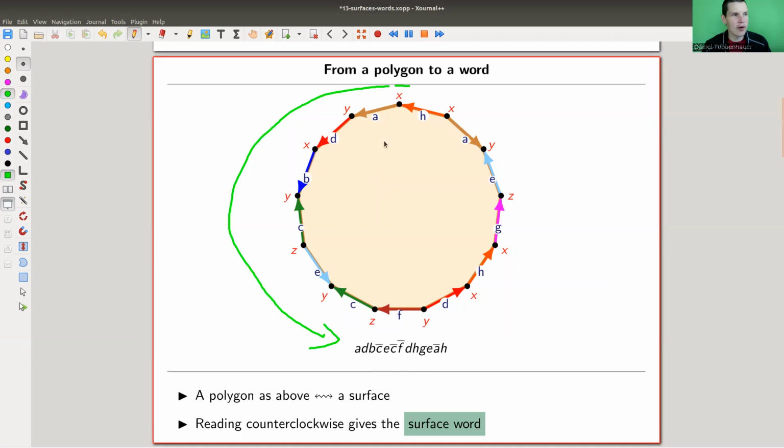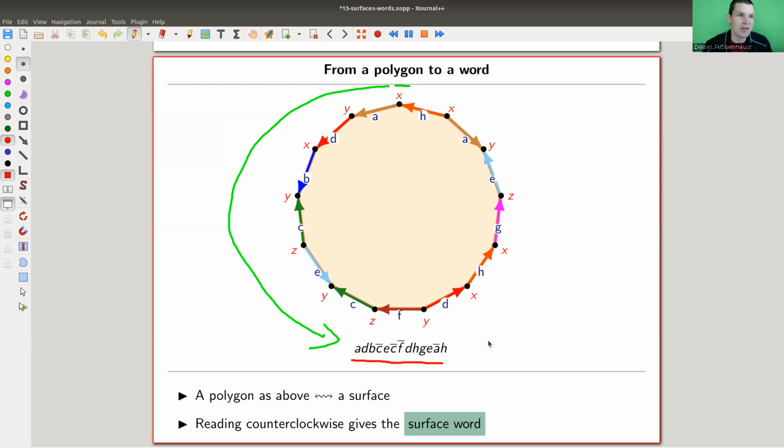So let's see. So A, D, B, C inverse, A, D, B. Let's put an overline for the inverse. C inverse, E, C inverse, and so on, right? F inverse, and so on. And we get a word from the surface, which remembers the order of the edges, so which edge we see, and also the direction, because we're using this overline to keep track of whether we run against the orientation or we run with the orientation.